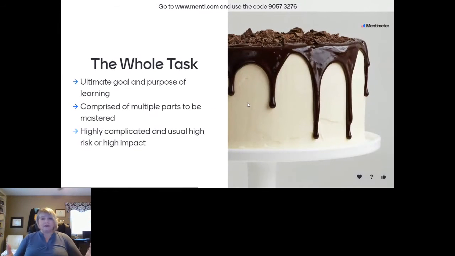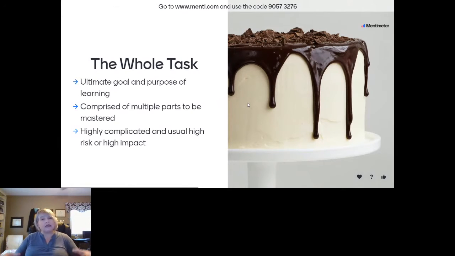So what's a whole task? I love the cake. The ultimate goal and the purpose of learning. So let's say, I'll use ours as an example, in medical lab technology and specifically in blood banking, the ultimate goal is to transfuse a compatible unit of blood into a patient, okay? That's the ultimate goal, that's the whole task. But in order to transfuse that unit safely, I have to put smaller part tasks in order to arrive at the whole task.